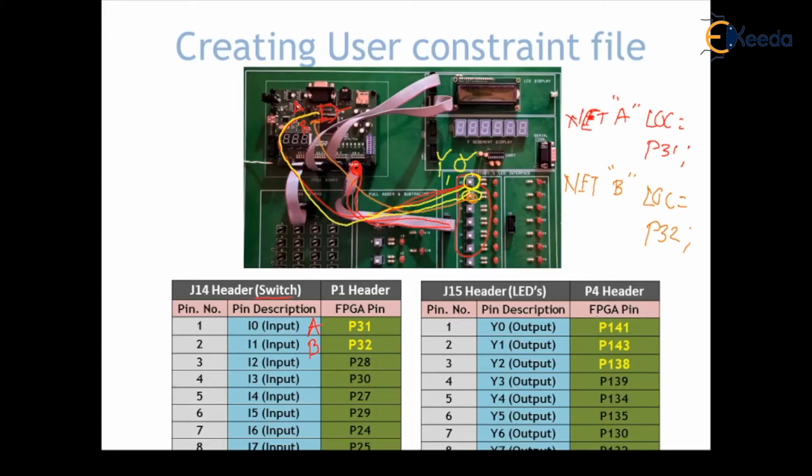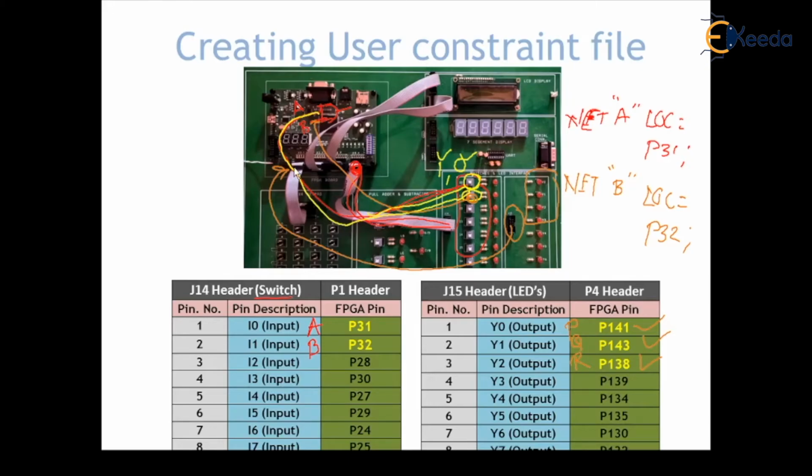Similarly, the outputs P, Q, R can be connected to these three LEDs, and for that the locations are 141, 143, 138. In that case, this header has to be connected to the header P4 on the FPGA platform. Once we implement this, we can understand it in a better way.